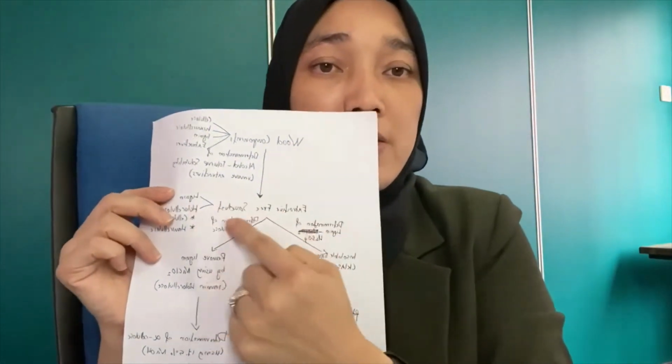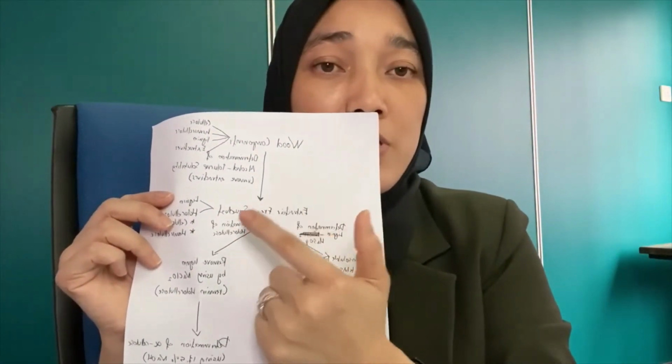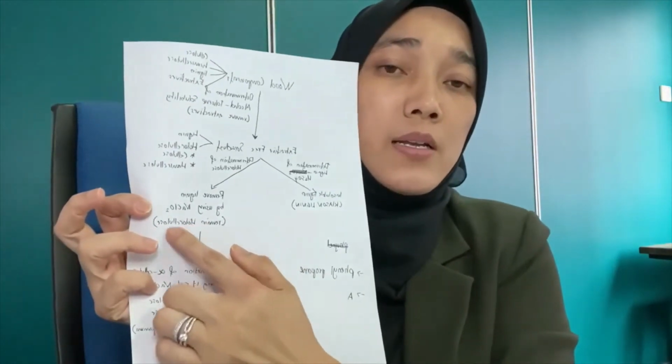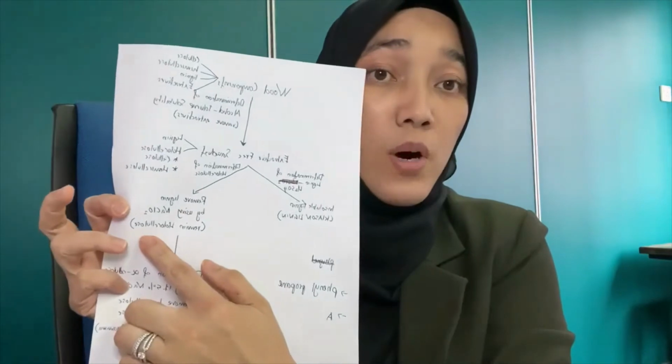Okay, so from the extractive free sawdust, you're going to use the sample to determine the holocellulose. Okay, so holocellulose is a combination of cellulose and hemicellulose. So now you can use the sodium chlorite, NaClO2, to remove the lignin. Okay, so when you remove the lignin, you're going to obtain the cellulose and hemicellulose, which is known as holocellulose.